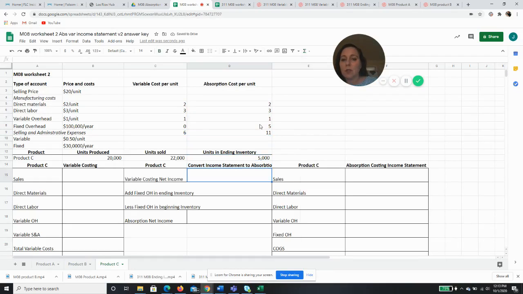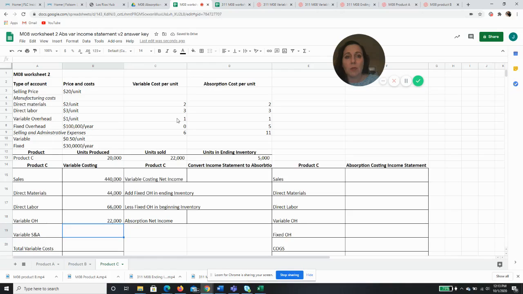All right. So let's go and calculate our variable costing income statement. So we're going to start with sales, which are going to be units sold of 22,000 times our sales price of 20. Our direct materials are going to be our units sold of 22,000 times our direct materials of $2 per unit for a total of 44,000. Direct labor is going to be the 22,000 units sold times $3 per unit for direct labor, or $66,000, and our variable overhead is going to be the 22,000 units sold times $1 per unit for variable overhead, or 22,000.